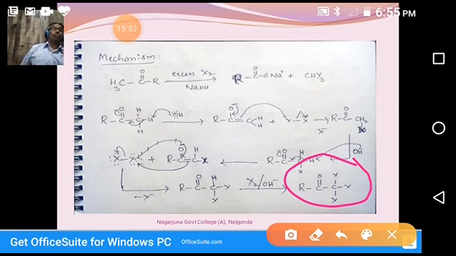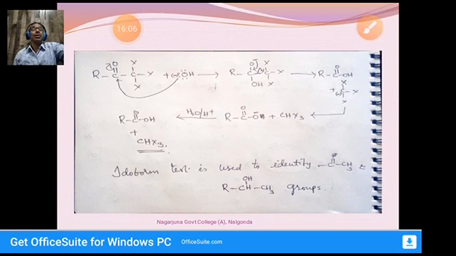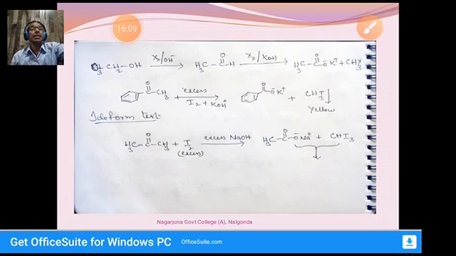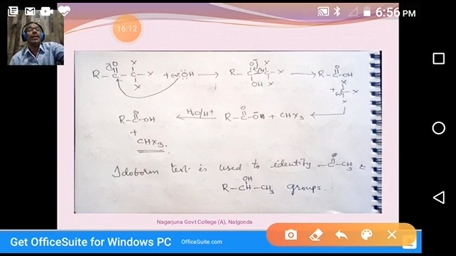Three halogens replace hydrogens. Hydrogens are replaced by halogens. So this is a trihalogenated compound from our starting compound, the methyl ketone. Then this trihalogenated compound, what happened here?